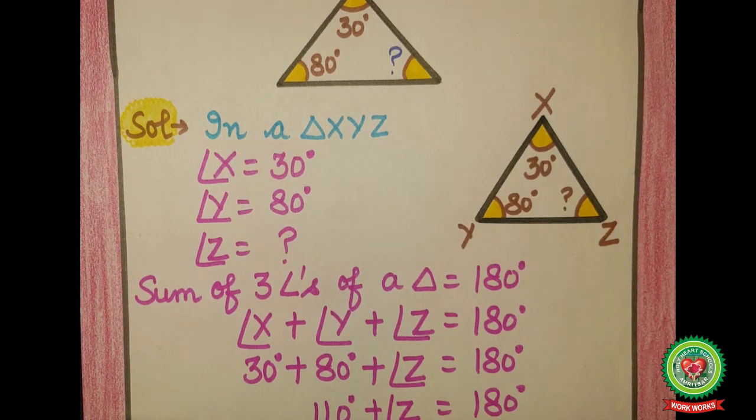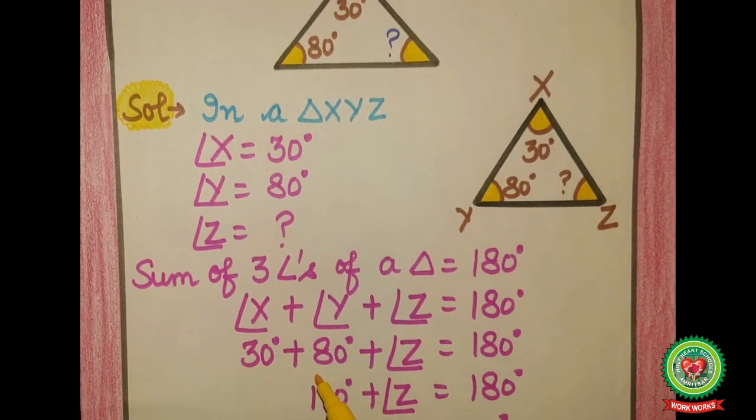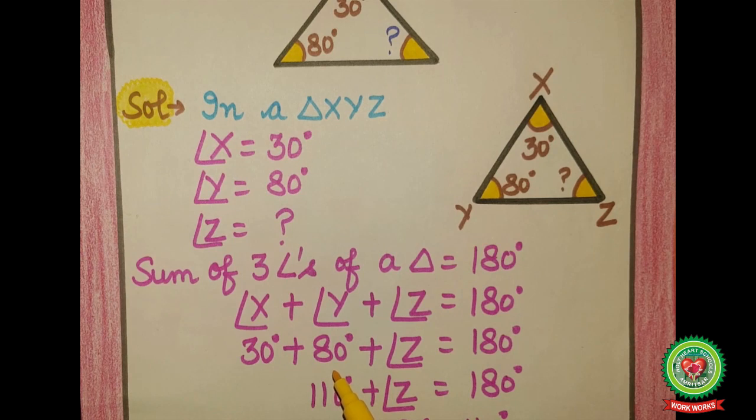Now what is the next step? Yes, next step is do addition. Now 30 degree plus 80 degree is equals to 110. So below these two numbers write down 110 degree plus angle Z is equals to 180 degree. Now what is the next step? Yes, shift 110 towards the right hand side, and when 110 will shift towards the right hand side, plus will change into minus. So very good.